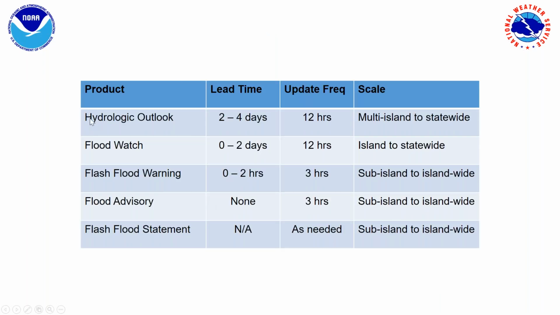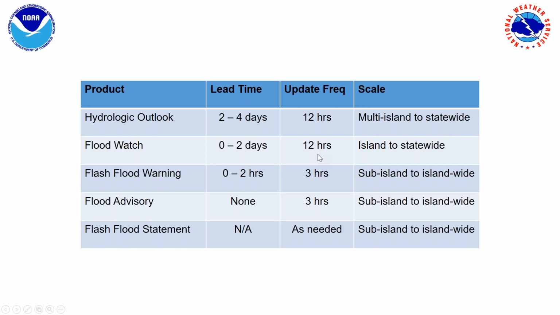So just to rehash and summarize, we have 5 different hydro products that we can issue, and they have different lead times, uncertainty, update frequency, and areal coverage. Starting out with the longest lead time, but the most uncertainty, is the hydrologic outlook. And then as you get closer to the event, within a 2-day time frame, you would go out with a flood watch, but still updated twice a day.